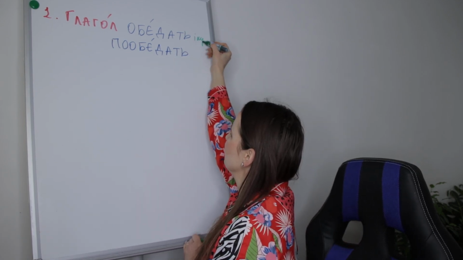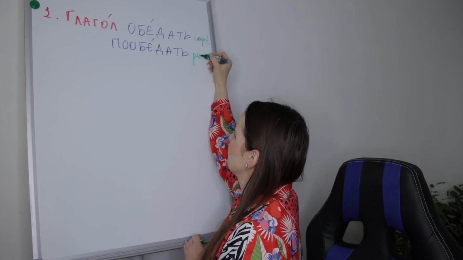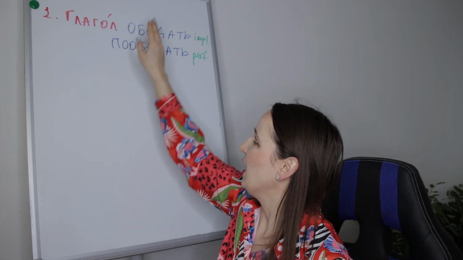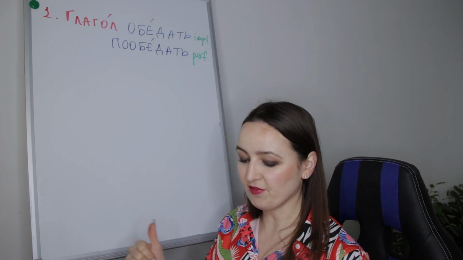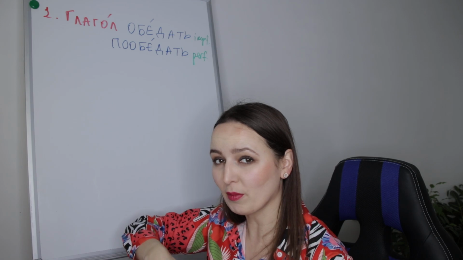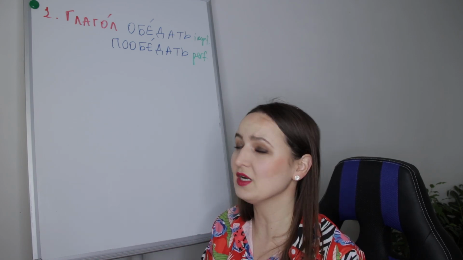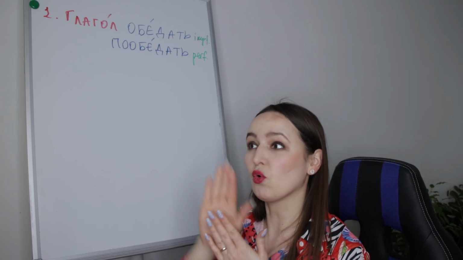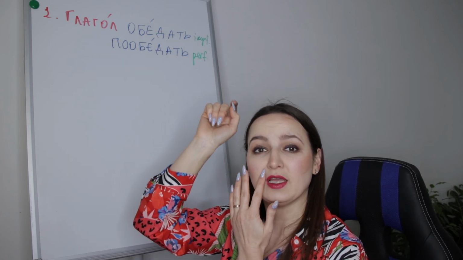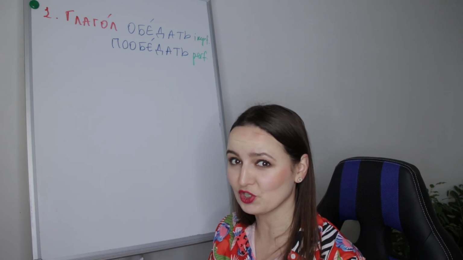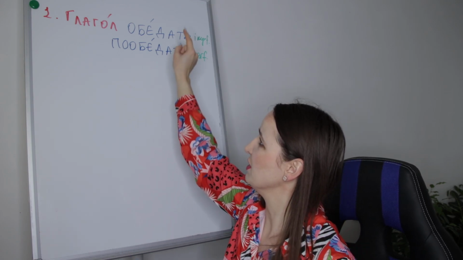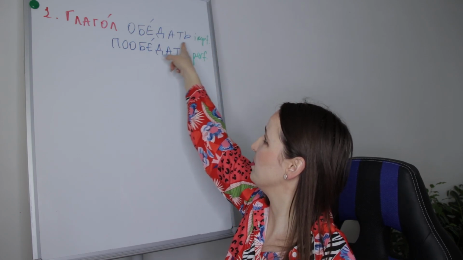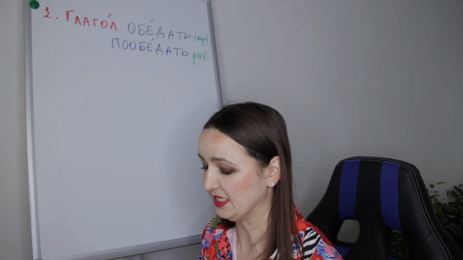Обедать, imperfective. Пообедать, perfective. They both mean to have lunch. Imperfective means every day, right now in this moment, something that is happening regularly, while perfective is about one-time action, finished action, or will be finished in the future. At our level, we are going to learn to conjugate the verb обедать in imperfective aspect.